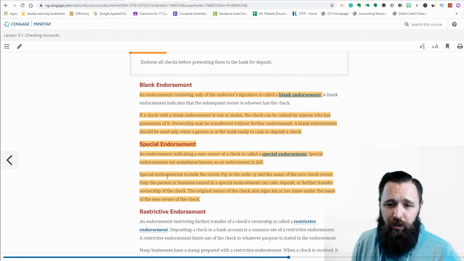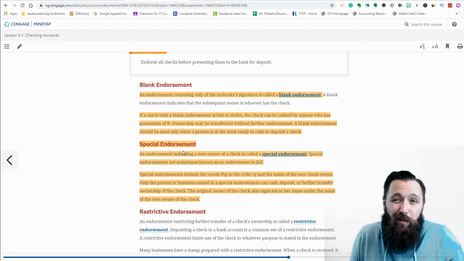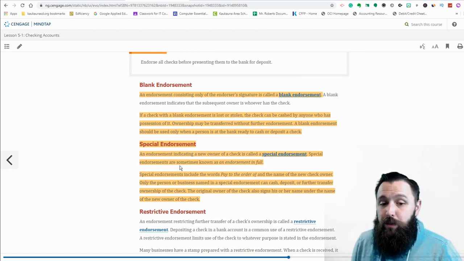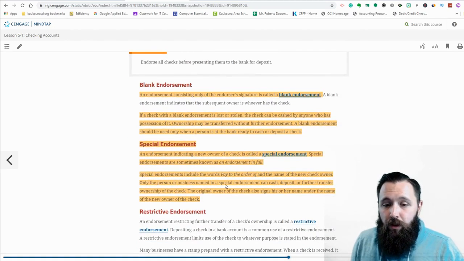Next, there was a special endorsement. So this is going to indicate a new owner of that check. Maybe we want to give this check over to somebody else. Special endorsements are sometimes called endorsements in full. Special endorsements include the words "pay to the order of" and the name of the new check owner. So only the person or business named in a special endorsement can cash, deposit, or further transfer that ownership of the check. The original owner of the check also signs his or her name under the name of the new owner of the check.